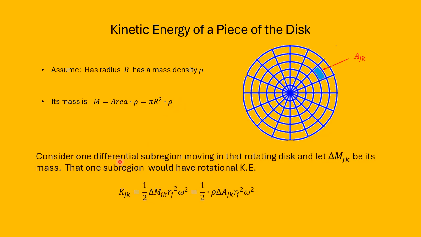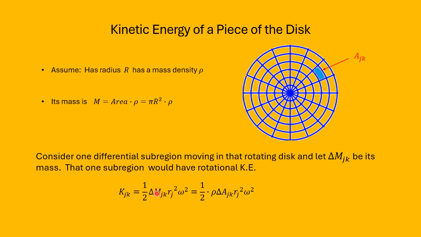And then if we let that little subregion go around and around, here's what we can say. Let delta m sub jk be the mass of this little piece, a sub jk. Let's see if we can calculate the kinetic energy that this little subregion has, its mass going around a circle from its axis of symmetry, which in this case is coming out of the slide towards you. So the kinetic energy, which I'll call K sub jk, is going to be 1/2 the mass of that little piece, m sub jk, times the velocity it has, which is going to be r sub j squared times omega squared.